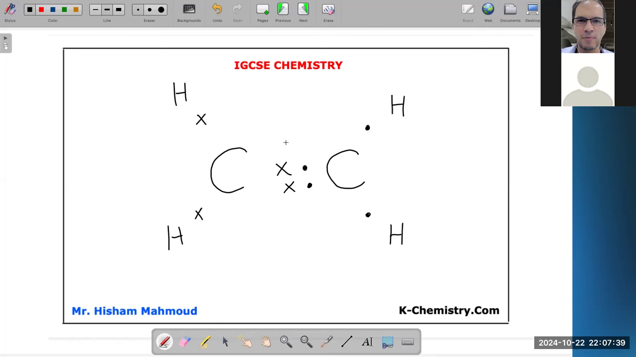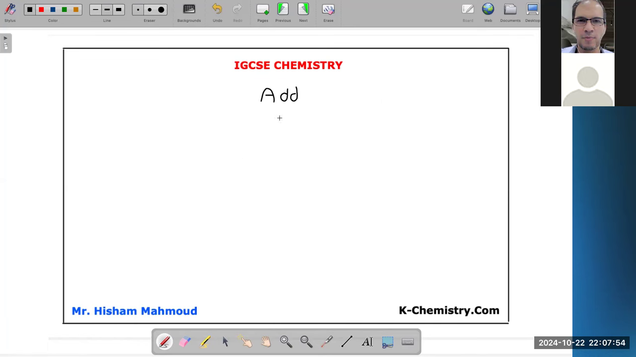What was the structure name? It was C double bond C, H here, and H here, and H here. Now, what do you want to do? Add extra atoms. Where do you add extra atoms? When you add extra atoms to an alkene, what is that reaction called? It's called an addition reaction.